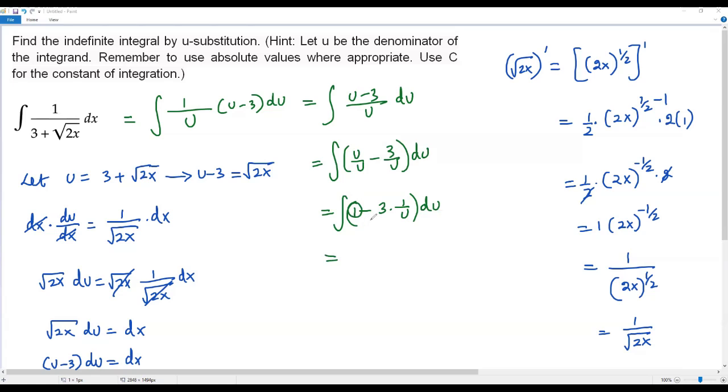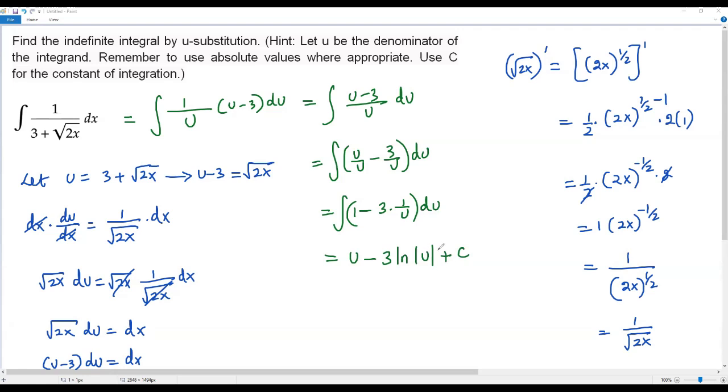Whenever we integrate a constant, the constant has to be multiplied by the variable with respect to which we do integration. We are doing integration over here with respect to the variable u. So the constant 1 has to be multiplied by the variable u. 1 times u is u. And here the constant 3 is multiplied by the variable. Whenever there is a constant multiplied by the variable in integration, we keep the constant as it is and integrate the variable alone. So the integration of 1 over u with respect to u is natural logarithm of absolute value of u. And since it's an indefinite integral, we must add the constant of integration, that is c.